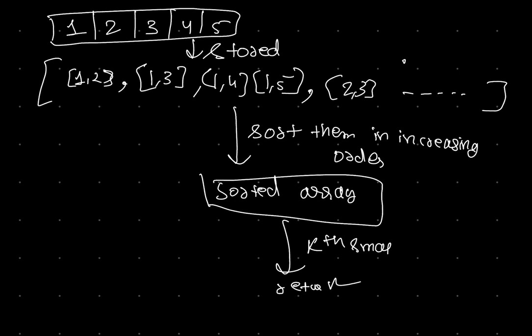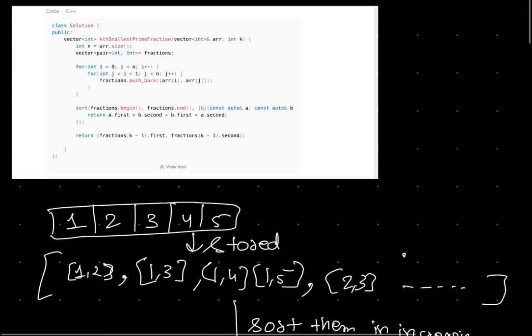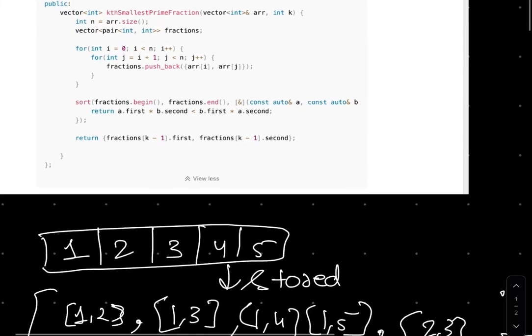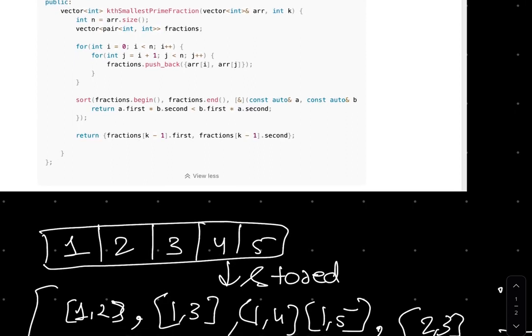So three steps are there. Just a simple question. Only three steps. So let's see the code. So see, this is the code. What we did, we created a vector fraction.